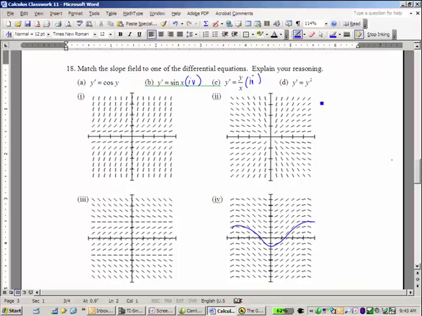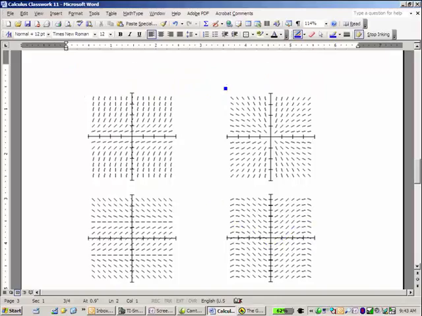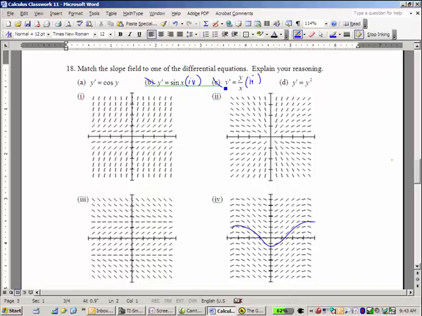So we have B and C done. We're now looking at A and D. What's true about the slope in D? If the slope is always something squared, it's always going to be positive. So you can't have any little lines going down and to the right. And 3 definitely has little lines going down and to the right. So this has to match with D. And by process of elimination, 3 and A go together.